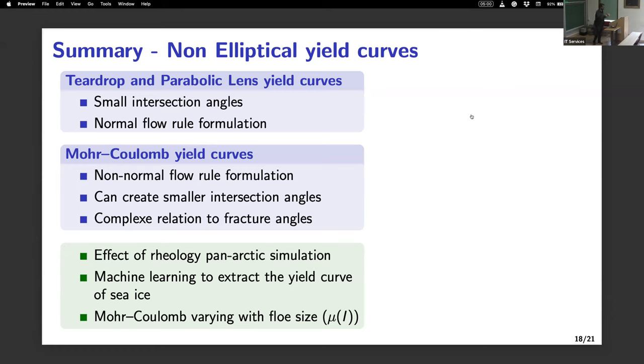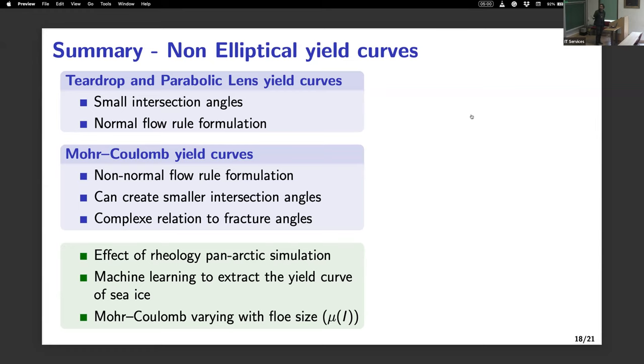Another point is that now we use the LKF intersection angle to relate the deformations to the yield curve, but we could actually use machine learning to try to extract the yield curve from the deformations. It's something that we started to think about, and we are also interested in the mu(I) rheology.